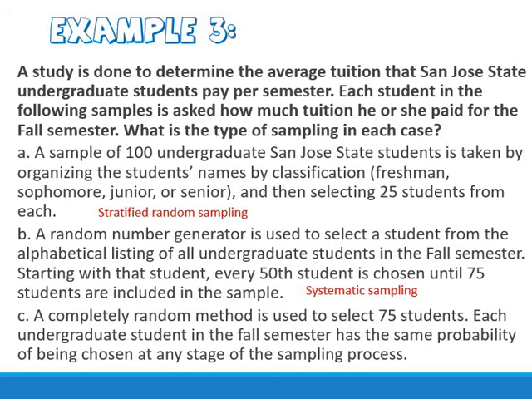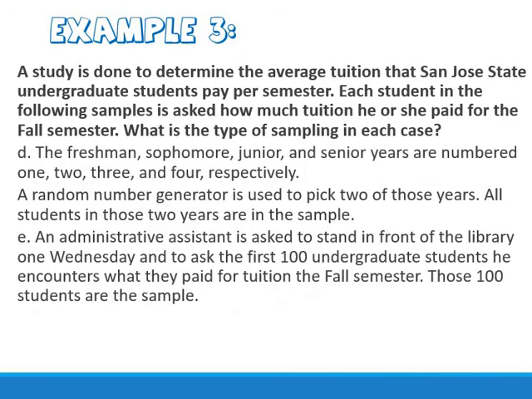Each undergraduate student in the fall semester has the same probability of being chosen at any stage in the sampling process. That's simple random sampling. Everybody has the same chance of getting picked. You have a certain number you're going to pick. That's simple random sampling. Okay, a couple more.